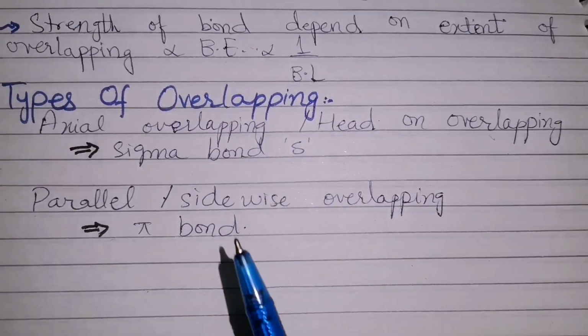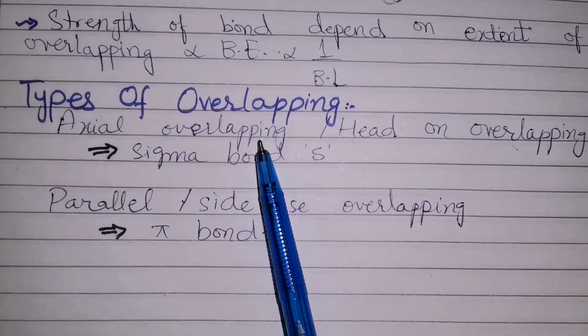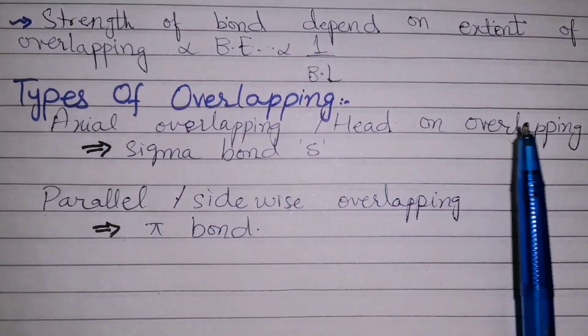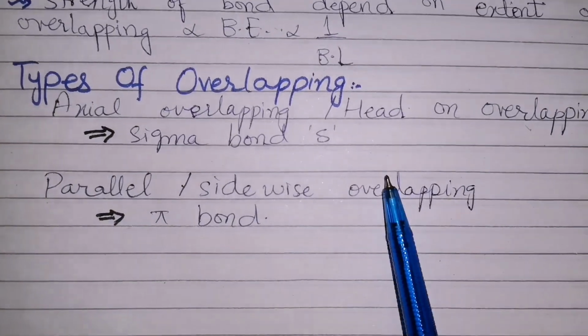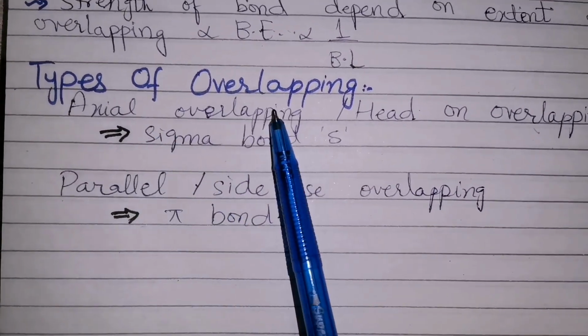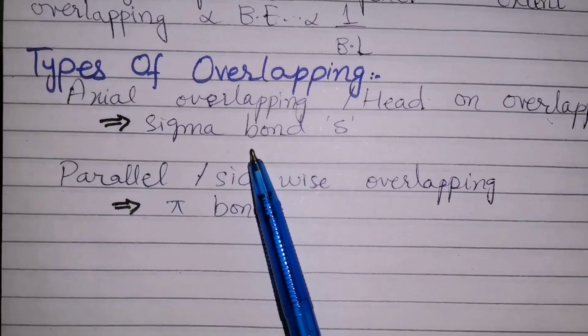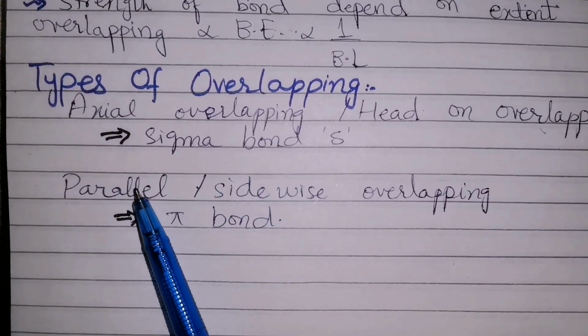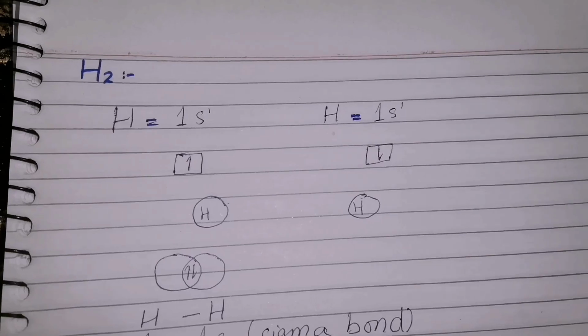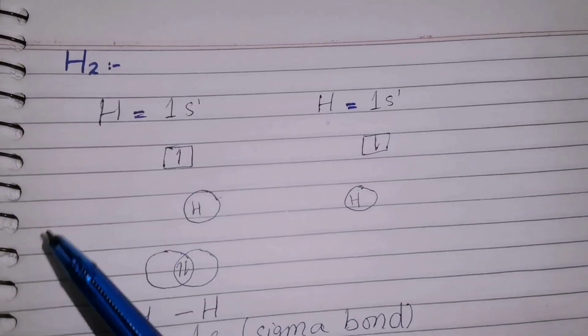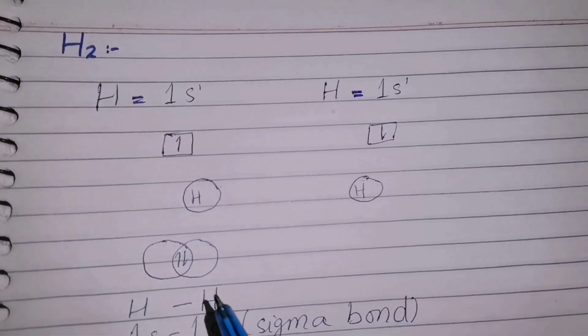Now we have two types of overlapping. One is axial overlapping, also known as head-on overlapping, and the other is parallel or side-wise overlapping. The axial overlapping will result in the formation of a sigma bond, and the parallel overlapping will result in the formation of a pi bond. Now, let us discuss the examples in which a sigma bond is formed.